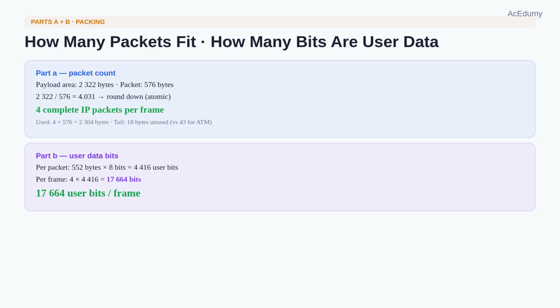Part B. User data bits per frame. Each packet carries 552 bytes of user data. 552 times 8 equals 4,416 user bits per packet. 4 packets per frame times 4,416. That is 17,664 bits of actual user information per frame.